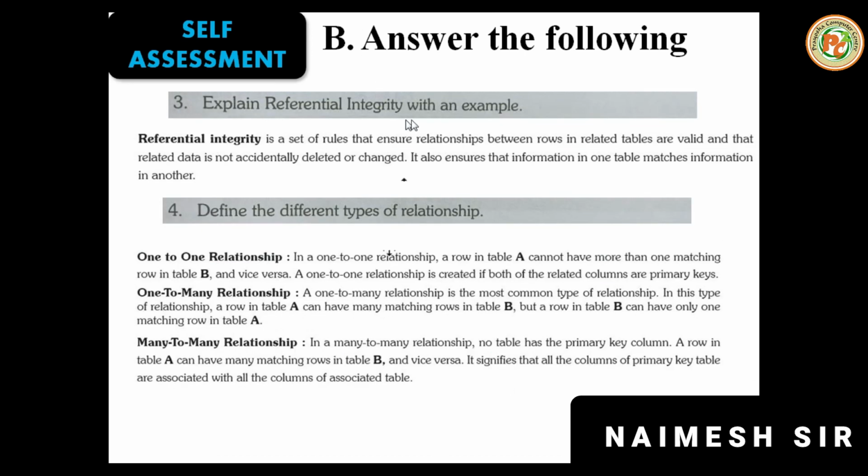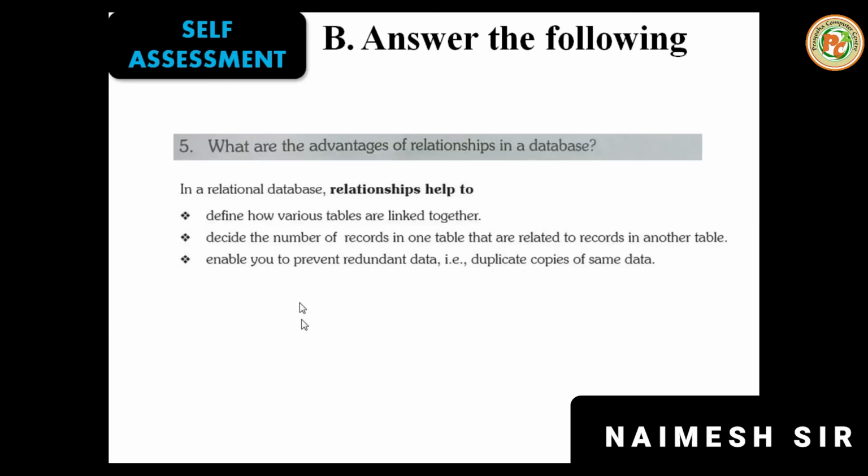Explain the referential integrity with an example. Referential integrity is a set of rules that ensure relationship between rows in related tables are valid and that related data is not accidentally deleted or changed. It is also ensured that information in one table matches the information in another table, like product number here in one table and another table product number is there, so all the product numbers should be matched to the another table also. Define the different types of relationships, so 1 to 1, 1 to many, and many to many.